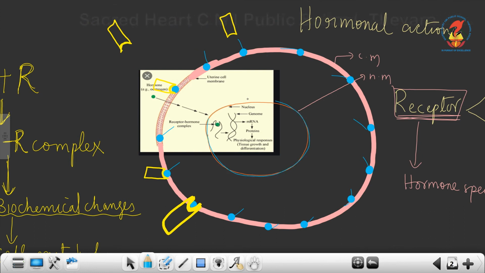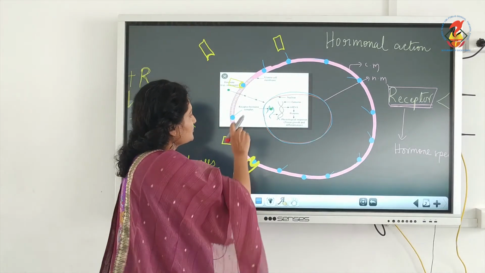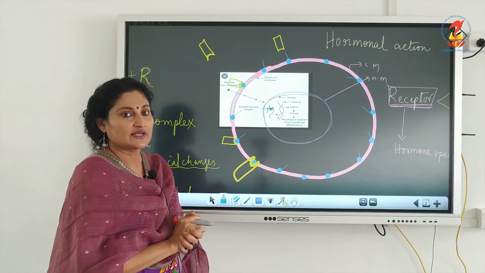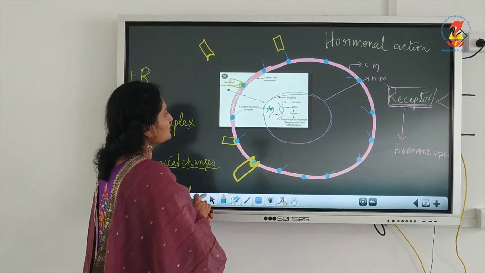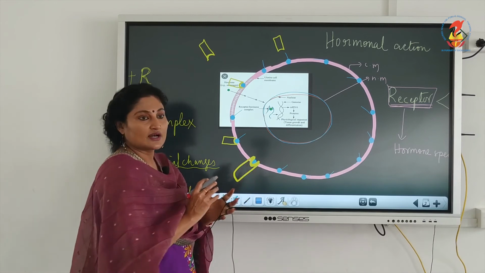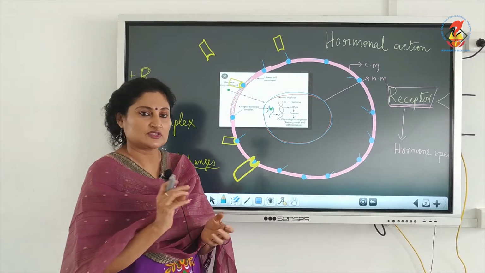See, this is the nucleus, I am redrawing the nucleus, and this is the receptor. Okay, so some hormones will get in through the cell membrane and nuclear membrane and get into the nucleus and bind to its specific receptor. There also specificity is important. Clear? So now we are going to see the action of hormones with the help of a small video clipping.